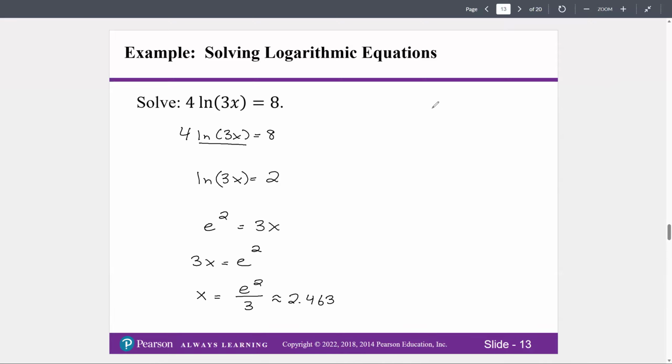So we just double check to make sure that this works. So I can put in my calculator 4 times natural log of 3 times 2.463. We want to see if that's really, really close to 8. So that is 4 times natural log of 3 times 2.463. This is going to be approximately 7.9999691. So yes, we can argue that's 8. So we do have a correct solution.